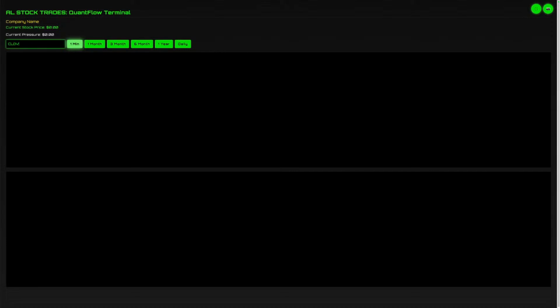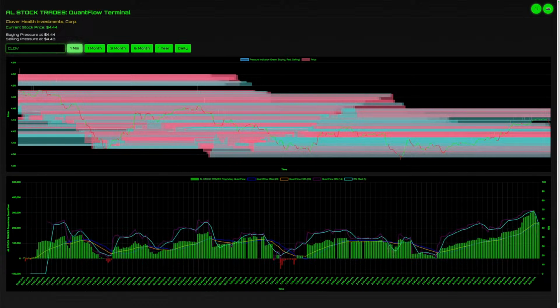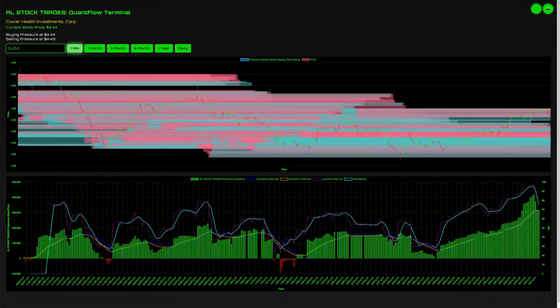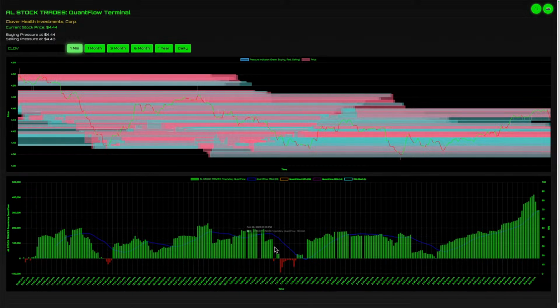Let's go ahead and hit Clover. It grabs you this beautiful chart, and there's a lot going on here, so I'm going to remove QuantFlow EMA, QuantFlow RSI, and then RSI SMA, and I'm just going to keep this line here. This is our own Our Stock Trades proprietary QuantFlow from the bottom graph. These are QuantFlow measures, on the minute chart, for Clover Health.